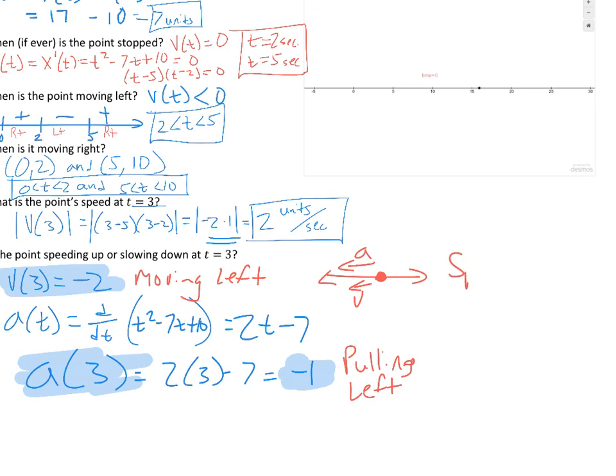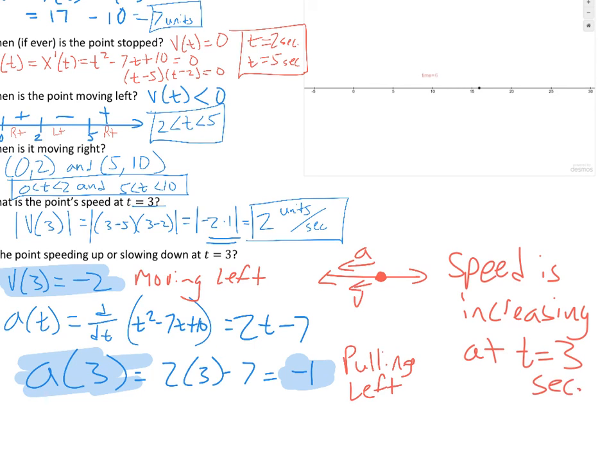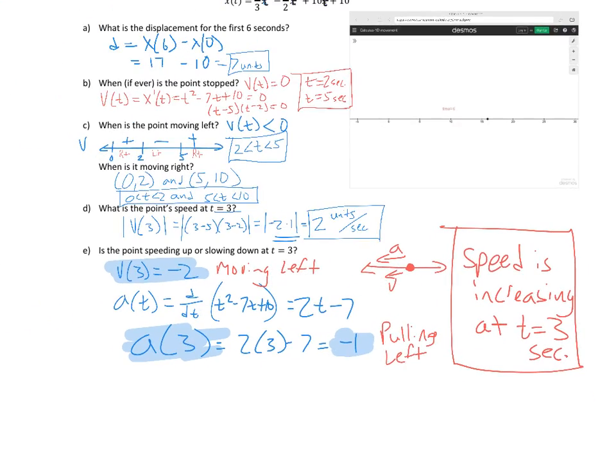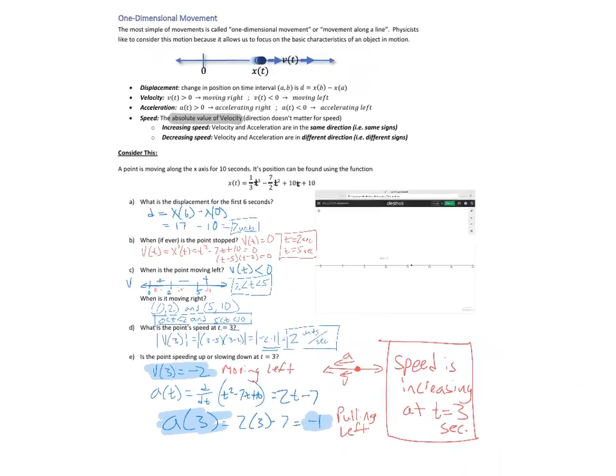Or the speed is increasing, all right? If those were going in opposite directions, then the speed would be decreasing. So at 3 seconds, the speed is increasing in this case. All right, so that's one-dimensional movement there.